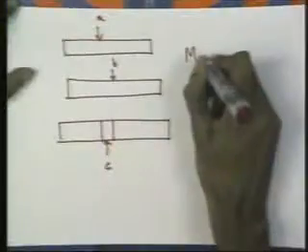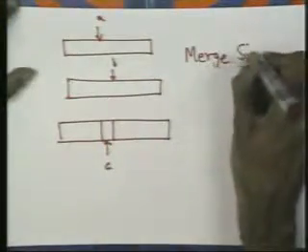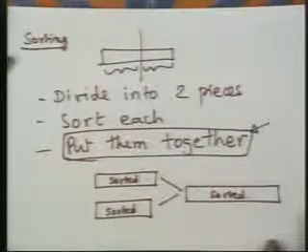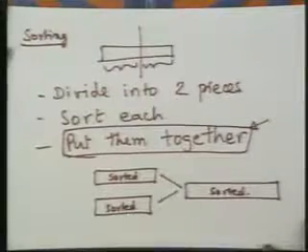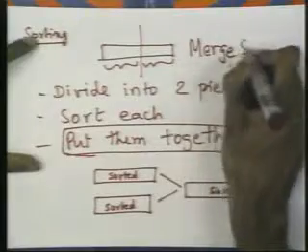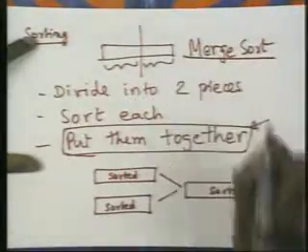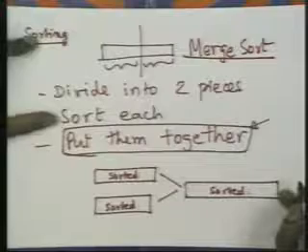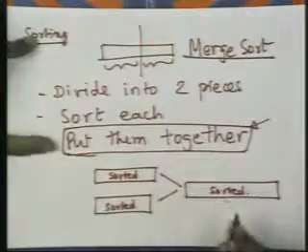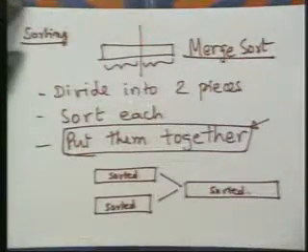How much time does this take? This algorithm is called merge sort, by the way. And how much time does this take? Let's go back to the scribble piece of paper. So here is merge sort. It says divide into two pieces, sort each of them, then put them together. This is essentially merging two sorted sequences into one big sequence. That's the third step.